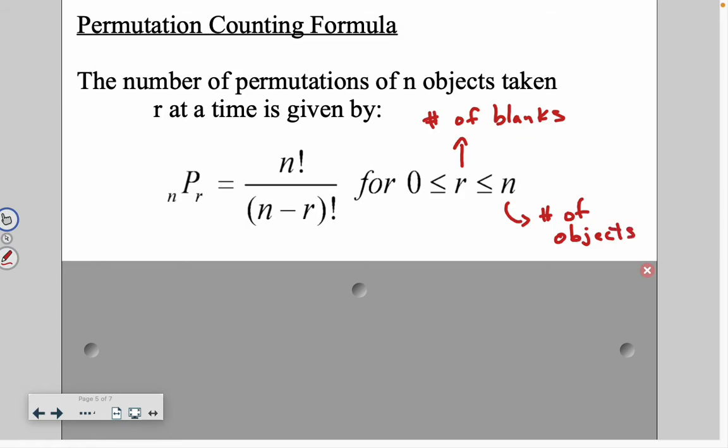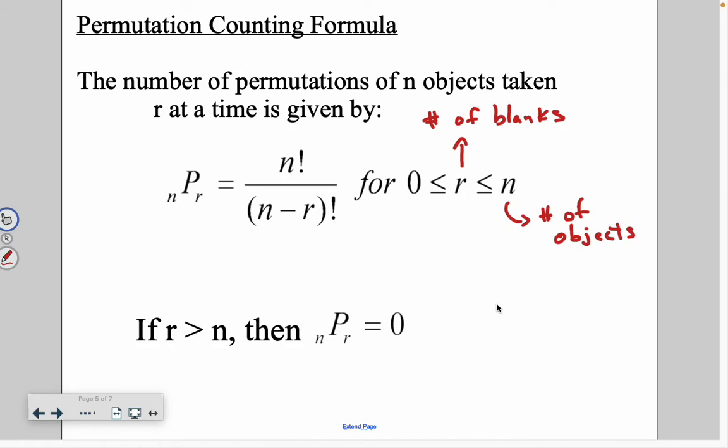So when we did the license plate, you had the first spot, you had 26 options. That's the 26 was the N. When we said no repeats, then the second blank was 25 options. That's what I'm referring to when I say number of objects. Okay? So with that being said, can anybody tell me why this must be true then?